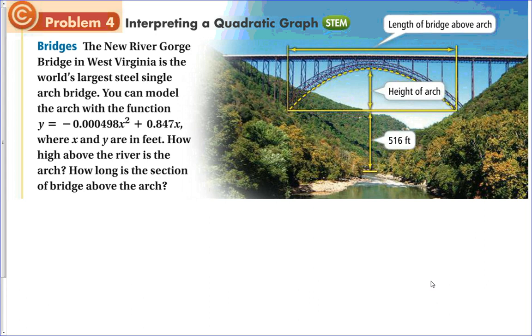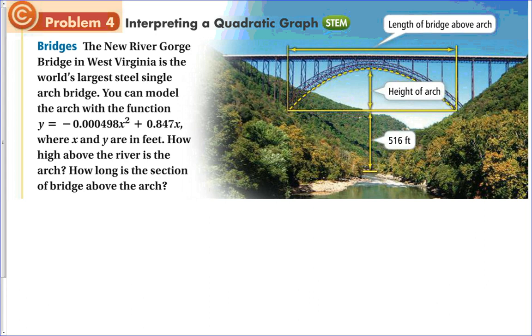Interpreting a quadratic graph. All right, so the New River Gorge Bridge in West Virginia is the world's largest steel single arch bridge. You can model the arch with the function y equals negative 0.000498x squared plus 0.847x. What are x and y in feet? And how high above the river is the arch? Also, how long is the section of bridge above the arch?